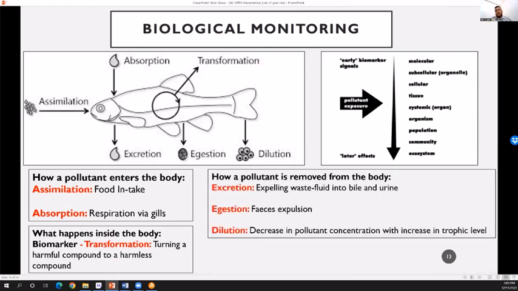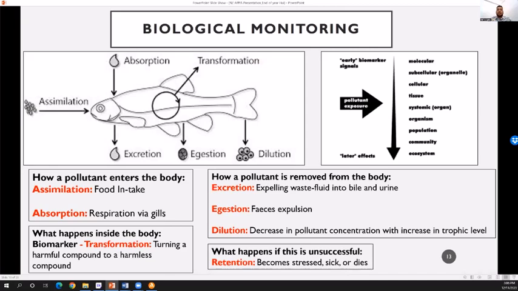And then we try to understand how these pollutants may be removed from the body. It can be through excretion, egestion, or dilution. And finally, understanding what happens if the body is unable to completely flush out these pollutants, or if there is retention, or if the parent compound is transformed into one that is more toxic or exerts higher levels of toxicity than the parent compound.